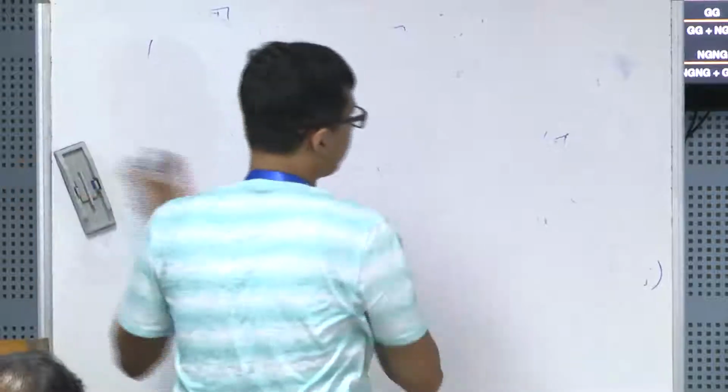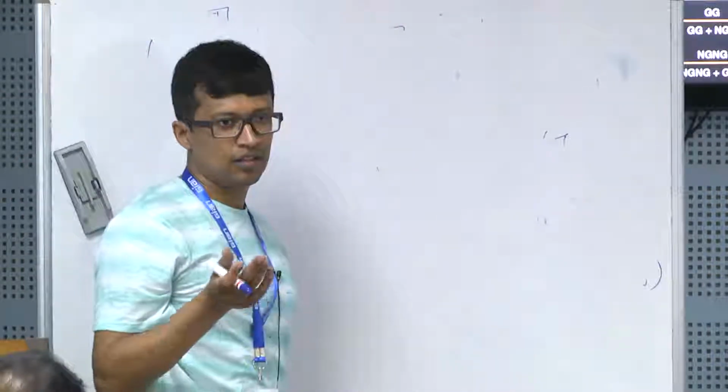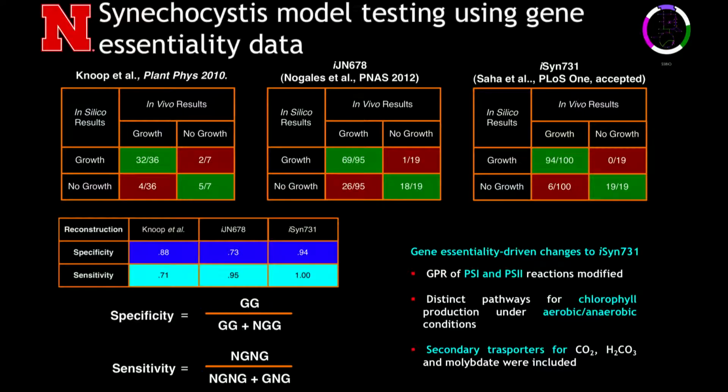So, for the sake of this discussion, I will call no growth as NG, growth as G. So, if I say NGG, I basically mean that red on the left bottom corner, basically this one. NGG, okay.